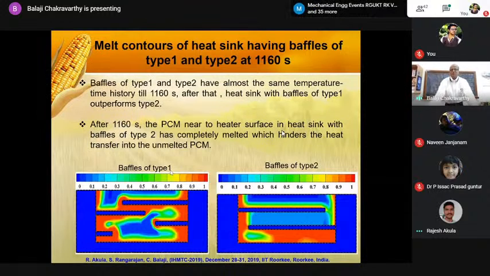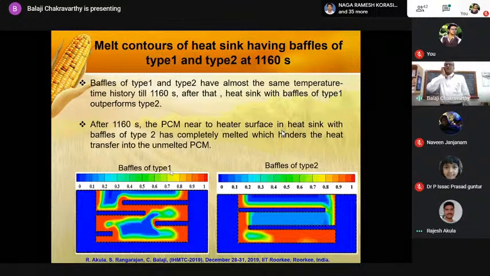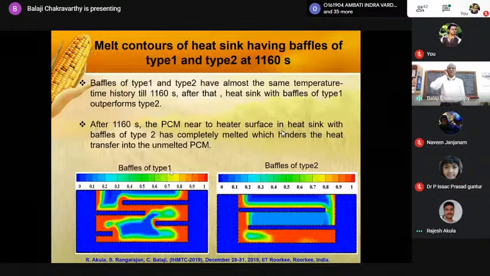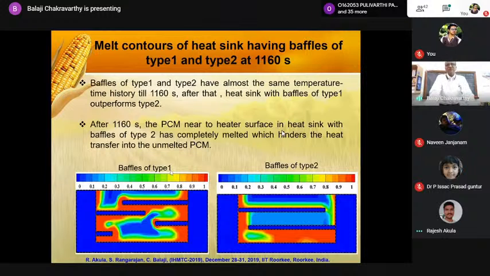So baffles of type 1 and baffles of type 2: you can see that melting of type 1 is more red, here on the right hand side. You can see for yourself. Baffles of type 1 and 2 have almost the same temperature till 1600 seconds. After that, the heat sink with baffles of type 1 outperforms. So type 1, more red color. Good news for us, it outperforms.